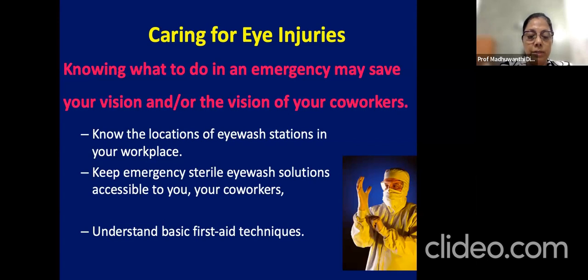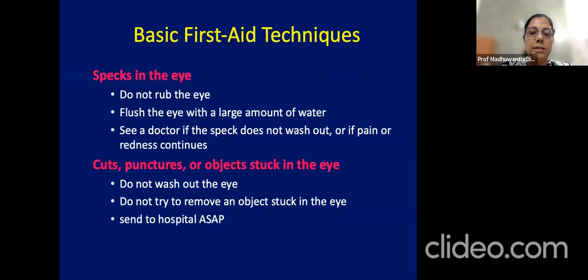So they need to know the basic first aid techniques. So you have to educate them on basic first aid techniques to prevent further damage in ocular injuries. So if the workers get any dust or some foreign body in the eye, what should they do? They should not rub the eye. They should flush the eye with a large amount of water and then see the doctor, come to you, if the speck is not washed out, or if pain, redness, or vision impairment occurs.